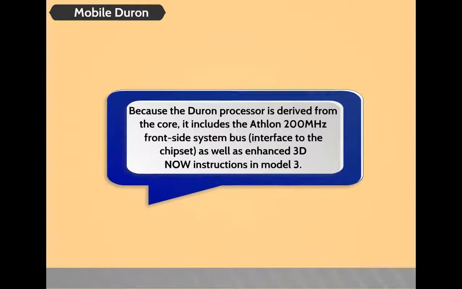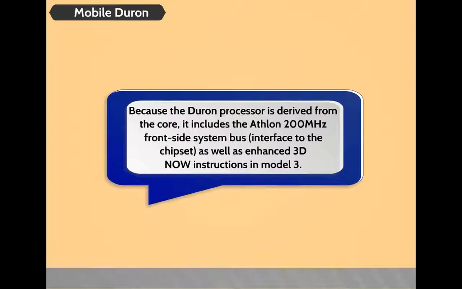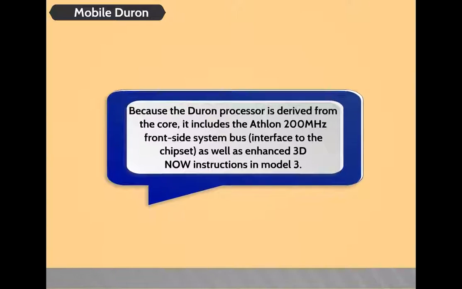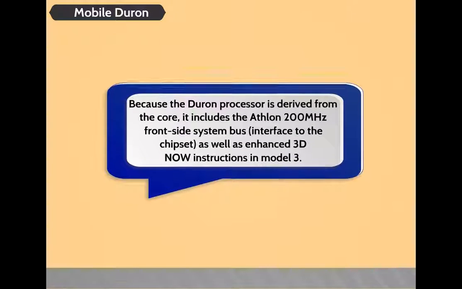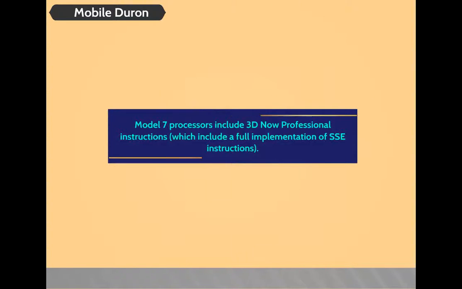Because the Duron processor is derived from the Athlon core, it includes the Athlon 200 MHz front-side system bus that is interfaced to the chipset, as well as enhanced 3D Now instructions in Model 3. Model 7 processors include 3D Now Professional instructions, which include a full implementation of SSE instructions.